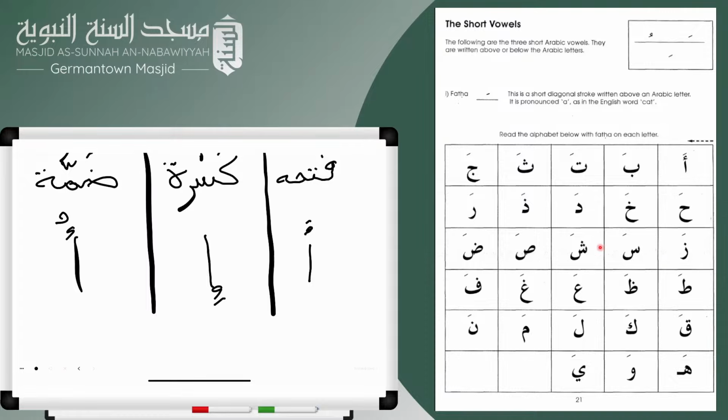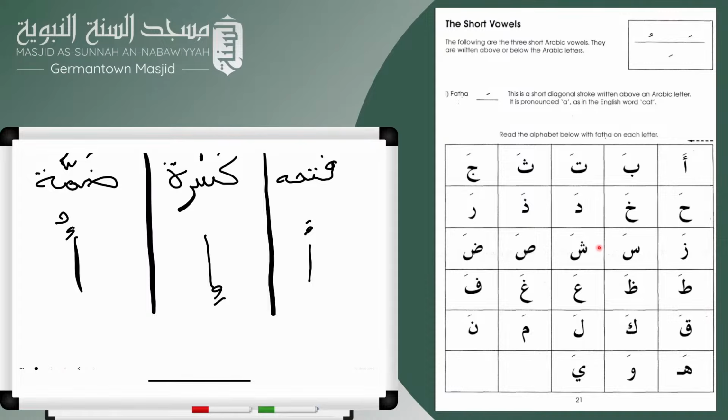What's the next letter? Sheen, correct? This has 3 dots on top of it. When sheen has a fatha land on it, what's the resultant? Sha. So when I ask you to spell it, you spell it as sheen fatha sha. No stretching. The name of the letter is stretched, sheen, stretched. But when a fatha lands on it, it just retains that single fatha sound. Sheen fatha sha.